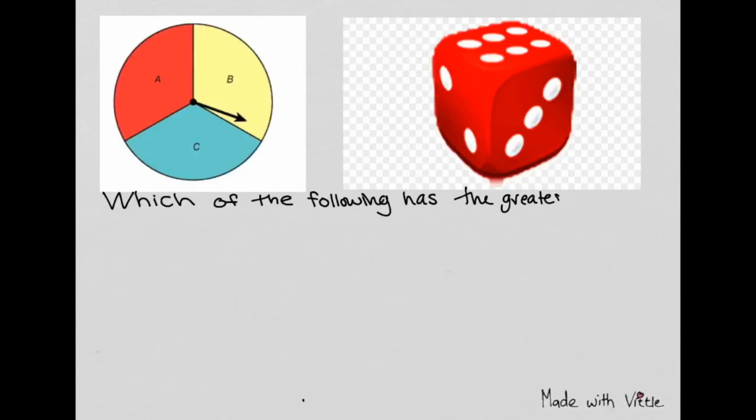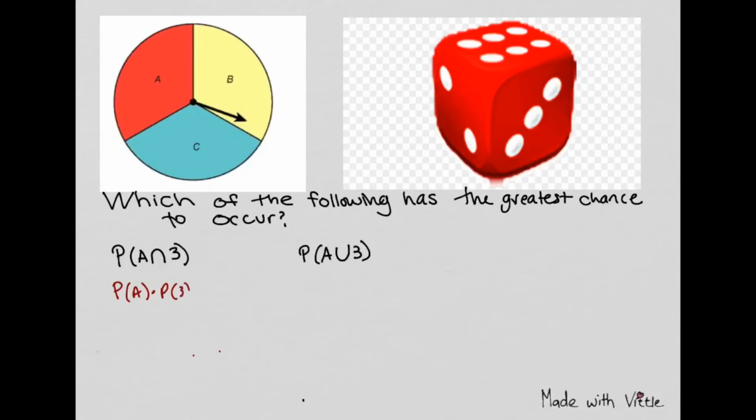Now we're going to consider the following, where you have two separate events. Which of the following has the greatest chance to occur when you have a spinner and a die? The probability of A and 3, or the probability of A or 3? Well, the probability of A and 3, you just multiply the two because it's AND you multiply, giving you 1 over 18, and that's a very small number.